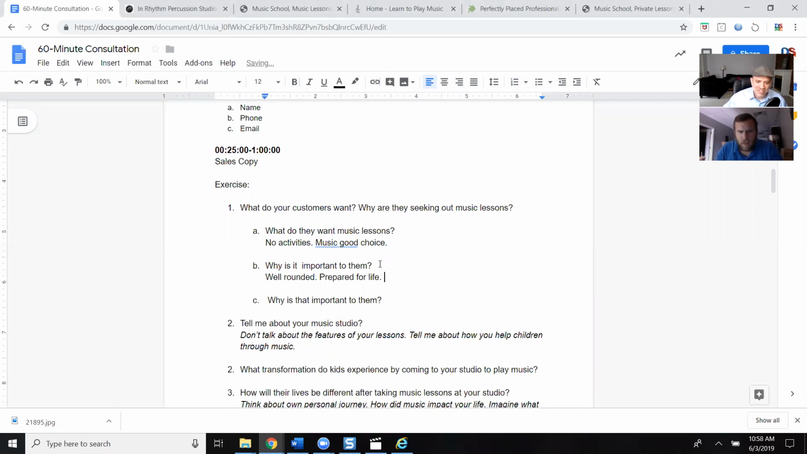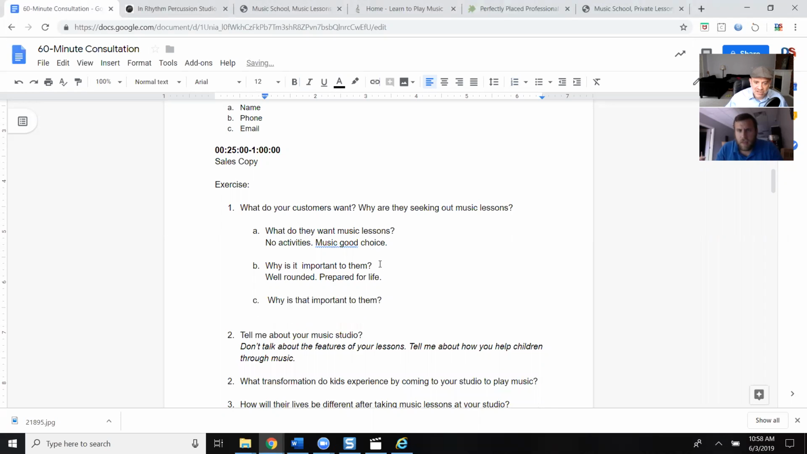Why is that important to them? Why is it important to a parent? And you can relate now. I mean, your child, is it a boy or a girl? I have a 3-year-old boy. What's his name? Leo. Why is it important to you that Leo, there he is, be well-rounded and prepared for life? Why is that important to you?